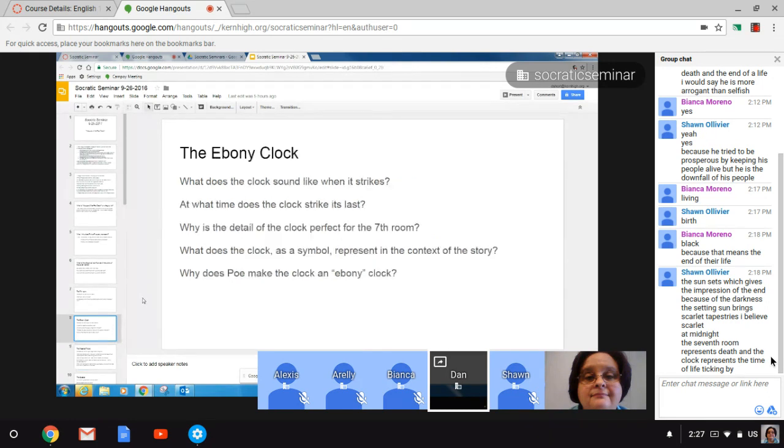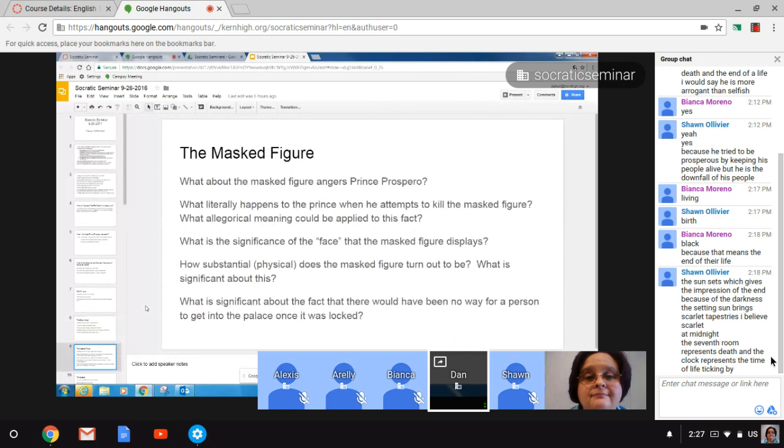Okay, all right. The masked figure. What about the masked figure angers Prince Prospero? What makes him angry at the masked figure that comes in, the figure of the Red Death?